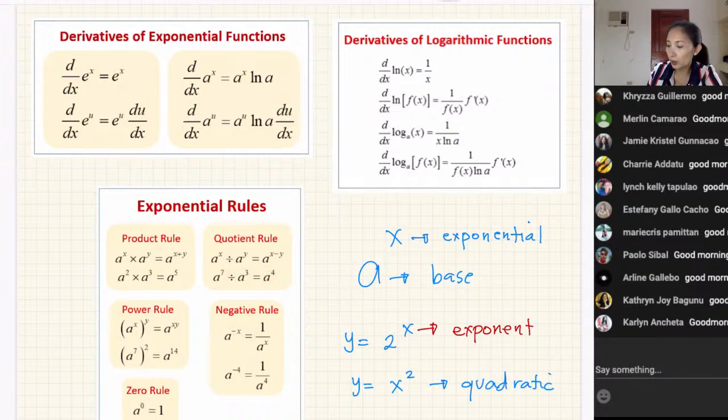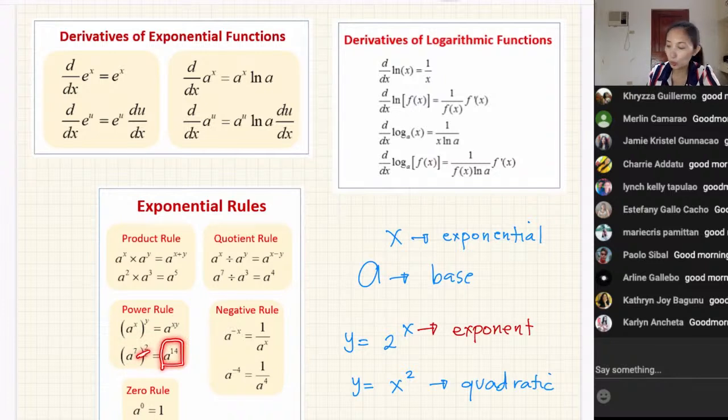Next, we have the power rule, raising a power to an exponent. For a raised to x raised to y, the rule says we simply multiply the exponents, so a raised to xy. For example, a raised to 7 raised to the second power is equal to a raised to 14, from 7 times 2.